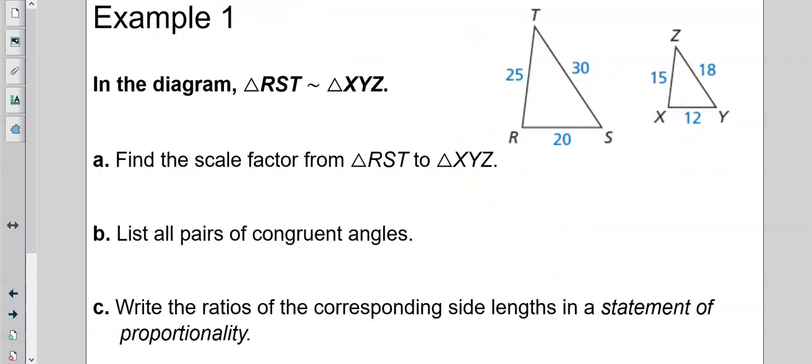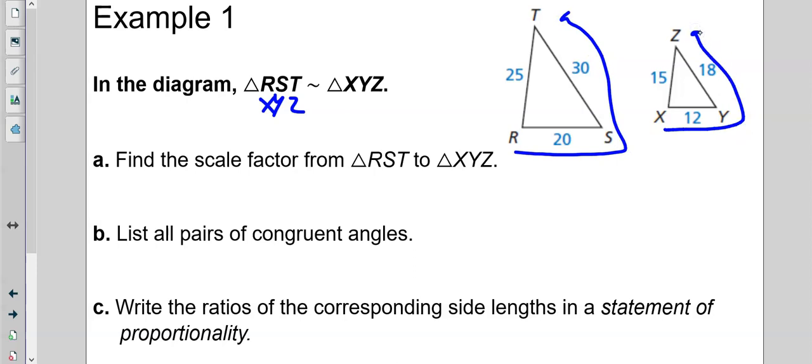So in the diagram, RST, XYZ. I'm going to immediately write XYZ underneath. I notice RST is going this way, and XYZ, they are lined up in the same order. So I'm good to go. Notice 25 is going to match with this, 30 is going to match with this, and 20 is going to match with this. Now, it says find the scale factor from RST to XYZ.